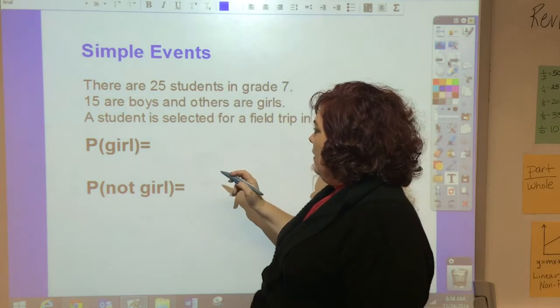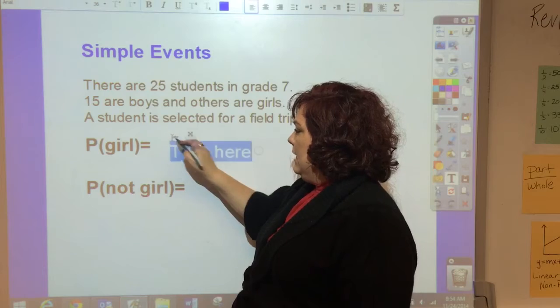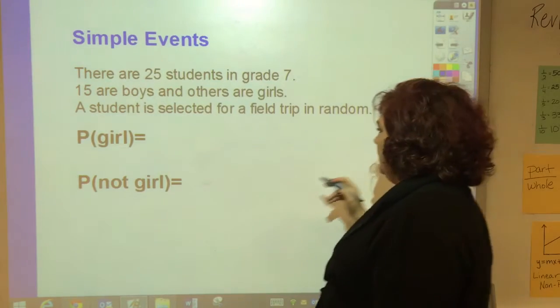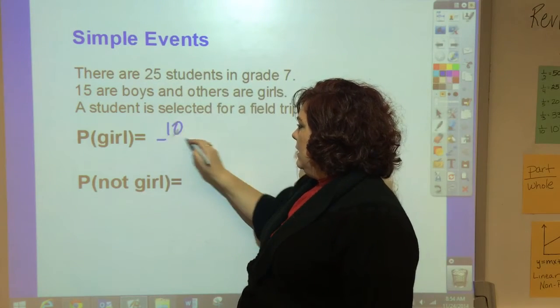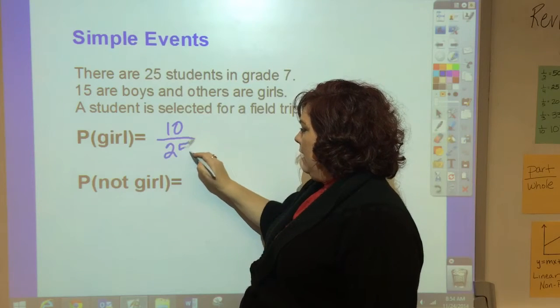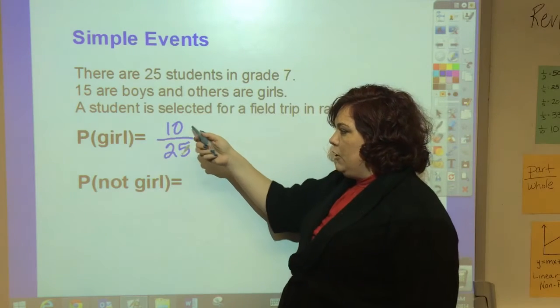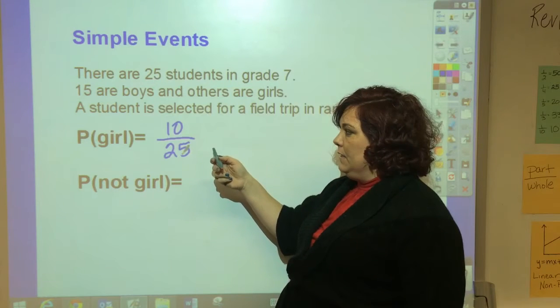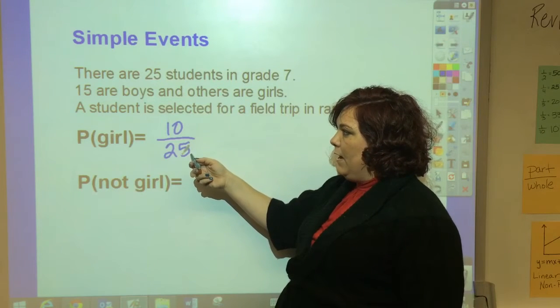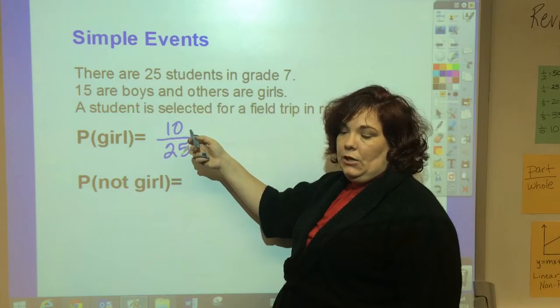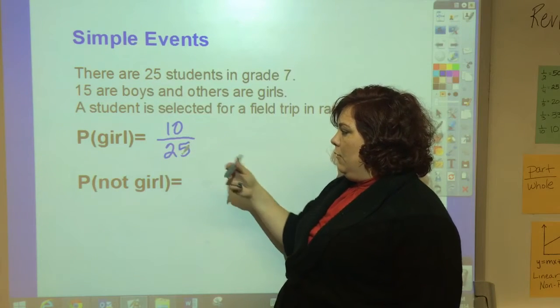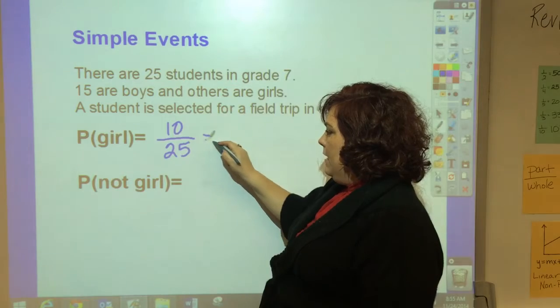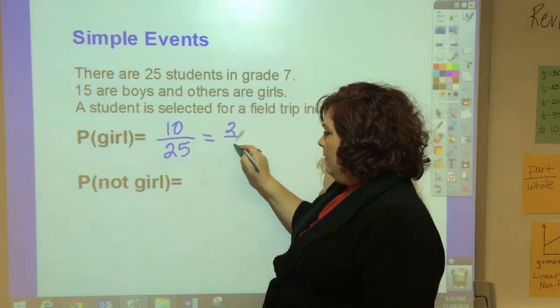And so 15 are boys, so that makes 10 girls. 10 out of the total. And that's what probability is. It's what you want to happen out of the total number of possible outcomes. The total possible outcomes is 25. You want to select a girl at random. So you could simplify this, divide by 5 and divide by 5.